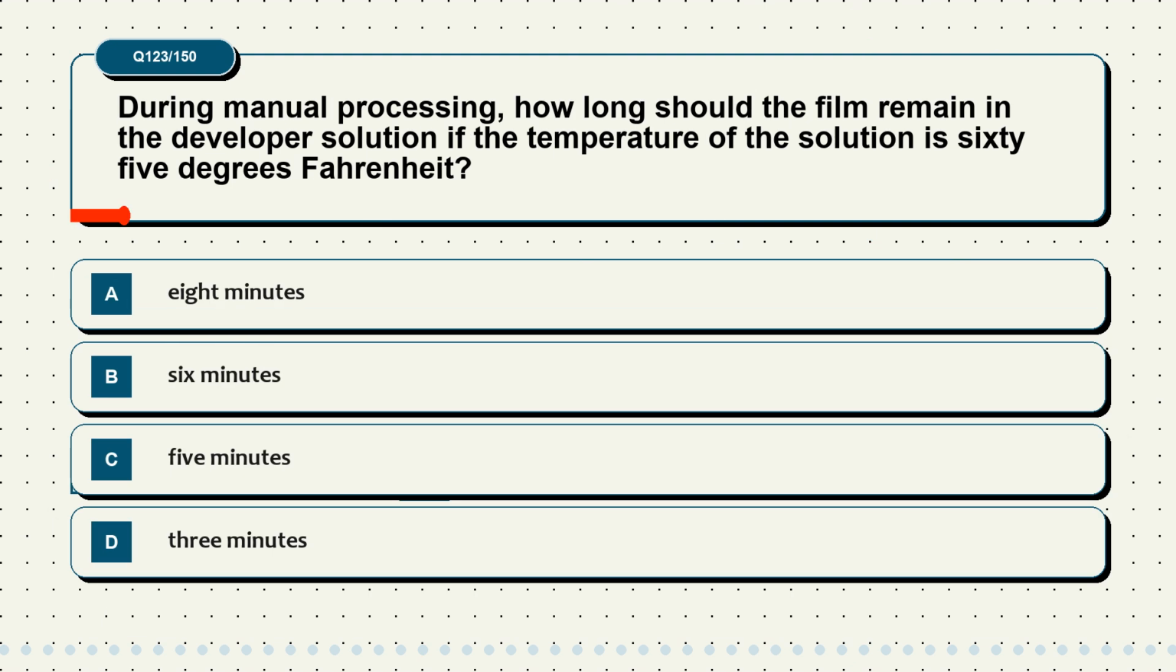Question 123. During manual processing, how long should the film remain in the developer solution if the temperature of the solution is 65 degrees Fahrenheit? Here are the options. Option A, 8 minutes. Option B, 6 minutes. Option C, 5 minutes. Option D, 3 minutes.